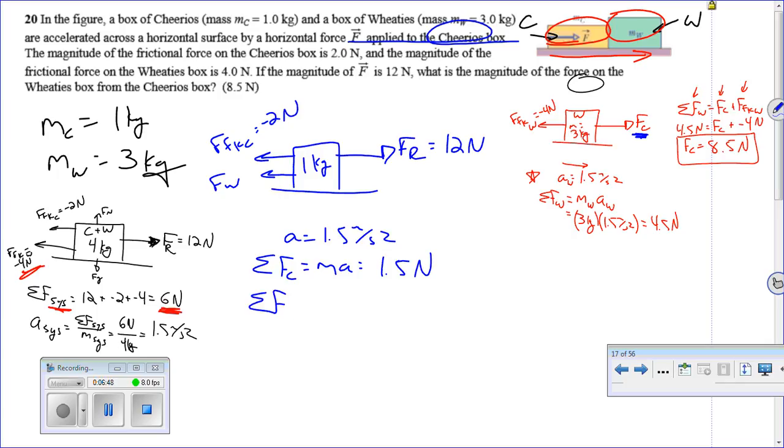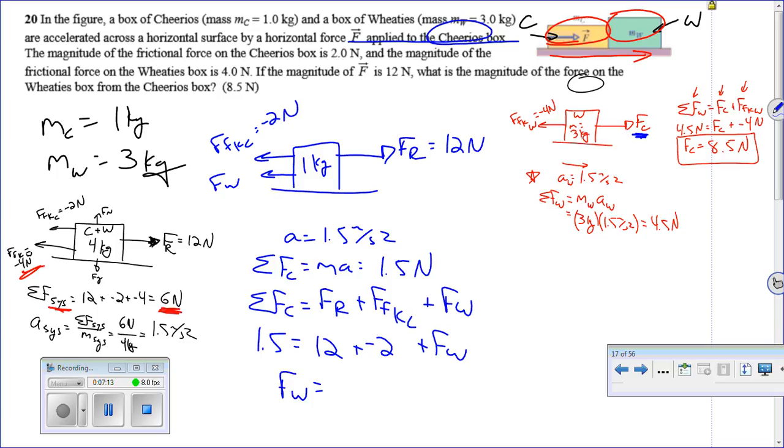So, same idea. The net force on the Cheerios should be the force of Roy plus the force of kinetic friction on the Cheerios plus the force of the Wheaties. And add up your numbers. Let's see, our net force is 1.5. Force of Roy is 12 newtons. Force of kinetic friction is -2 newtons. And the force of the Wheaties is our missing variable. So subtract 12, add 2, solve this thing, and you find out that the force of the Wheaties is -8.5 newtons. And we're happy because the force is equal, 8.5 newtons, and opposite.